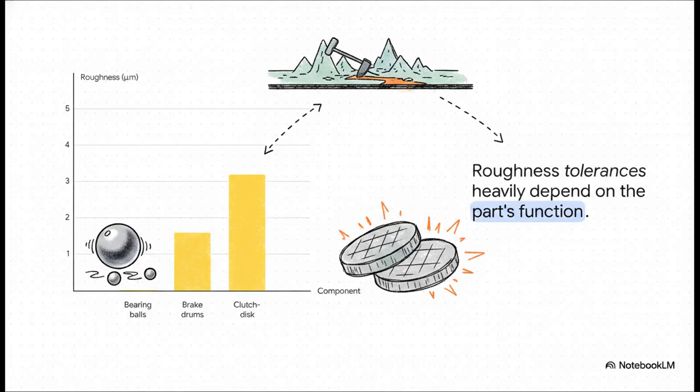Because of all this violent plowing and tearing, engineers have to meticulously control surface roughness tolerances based on a part's specific job. Take a bearing ball, for instance. It needs to roll almost completely without friction, so it requires an incredibly smooth finish of just 0.025 micrometers. But jump over to a clutch disc face, which relies entirely on friction to grab and transfer power, and that surface is allowed to be 3.2 micrometers rough. That's over 100 times rougher than the bearing ball. It just goes to show every single part has its own perfect microscopic recipe.